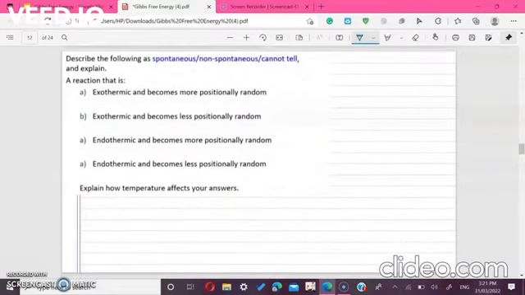We talked about delta S and delta H. We also talked about spontaneous and non-spontaneous reactions. Now let's relate all of them together by answering this question. Describe the following as spontaneous, non-spontaneous, or cannot tell, and explain. A reaction that is exothermic and more random. Is it spontaneous or non-spontaneous? How do we answer this question?